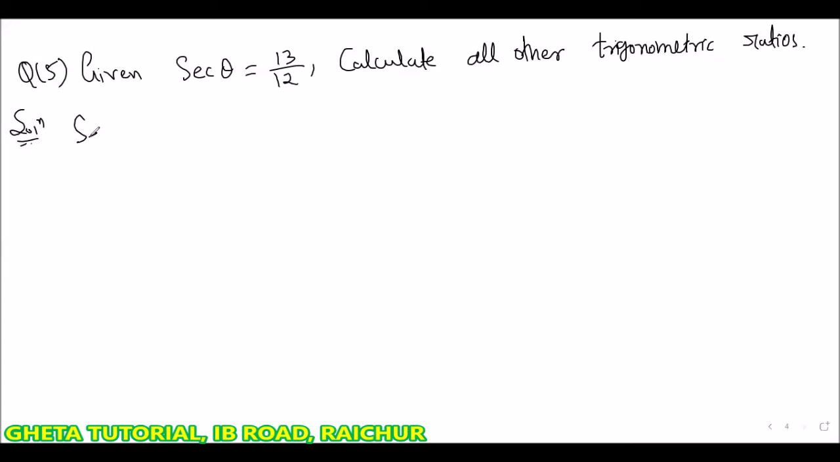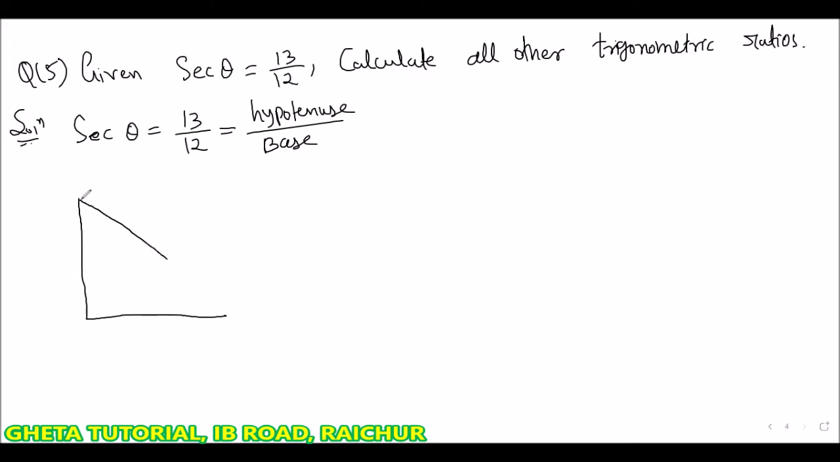So sec theta is equal to 13 by 12. What is the ratio of sec theta? Sec theta is hypotenuse by base. Correct. So here we have to draw the triangle. Now you're thinking that this time A is not given, like sec A, sin A, cos A is not given. No problem, in that case they have given theta. But our triangle is same. Here A, here B, and here C.